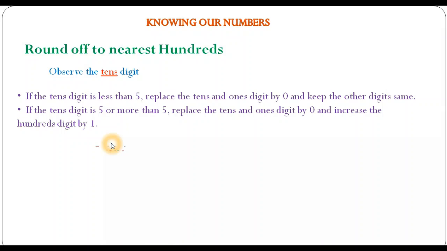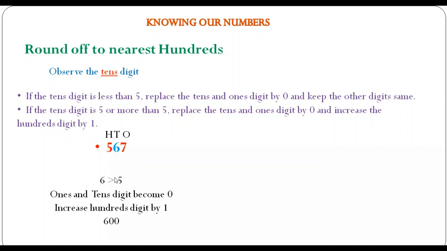Let's understand this by an example. Here I have the number 567. 7 is at the ones place, 6 is at the tens place, and 5 is at the hundreds place. If I ask you to round off this number to the nearest 100, you have to observe the tens digit. At the tens place, we have 6, and 6 is greater than 5. So we have to apply rule number 2: make the ones digit and tens digit 0, so 0 is written here, and increase the hundreds digit by 1, so 5 plus 1 gets 6. That means 600 is the rounded number for 567. That means 567 is close to 600, right?